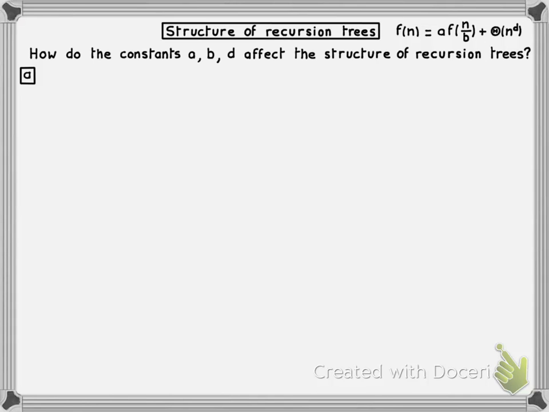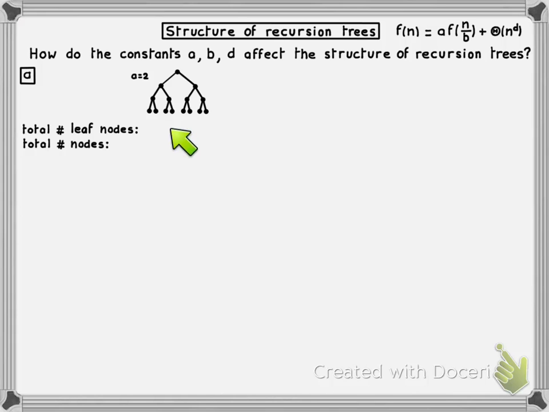Let's take a simple example, or a small one, where A is equal to 2. We get a tree exactly like the previous one. But here what we're interested in is counting the total number of nodes in the tree as well as the total number of leaf nodes. So as before, we have a total number of leaf nodes equal to 8, and we have a total number of nodes in the tree equal to 15.